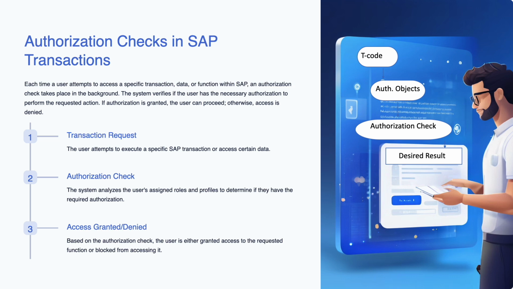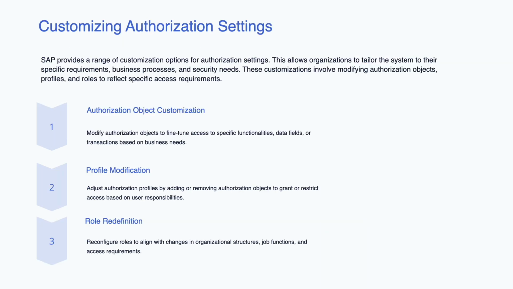In SAP, we can customize our authorization settings. So now we will look into how we can customize it. SAP offers a range of customization options for authorization settings. This allows organizations to tailor the system to their specific needs, modifying objects, profiles, and roles to reflect unique access requirements.